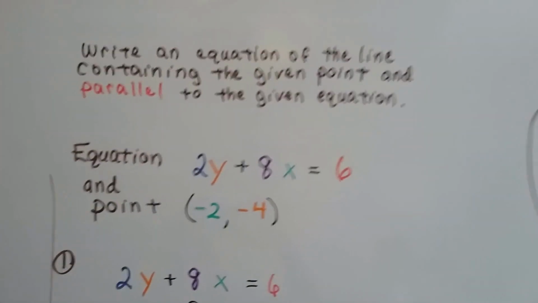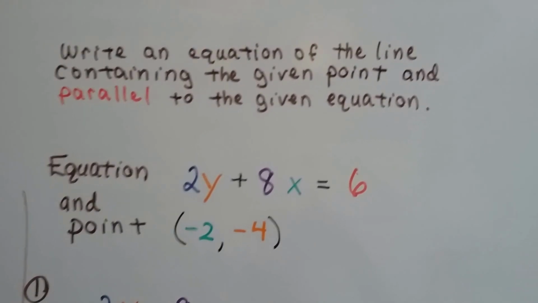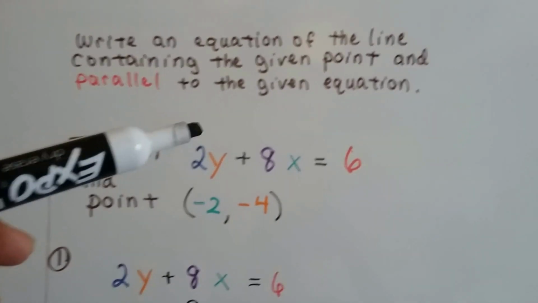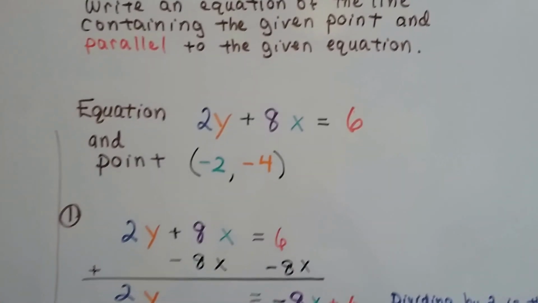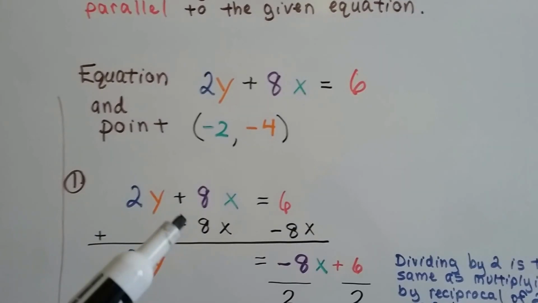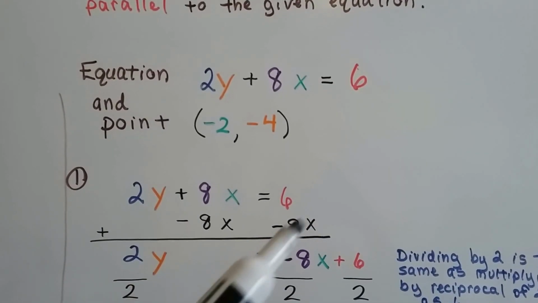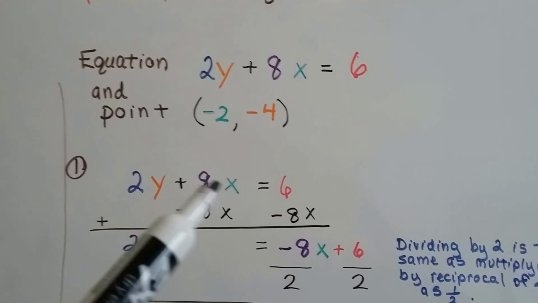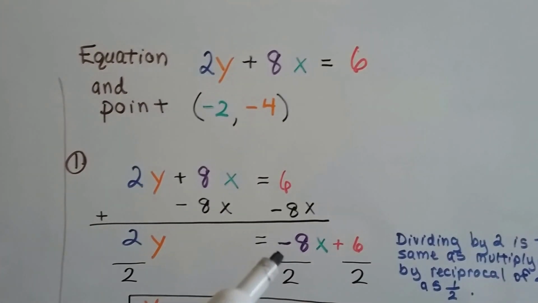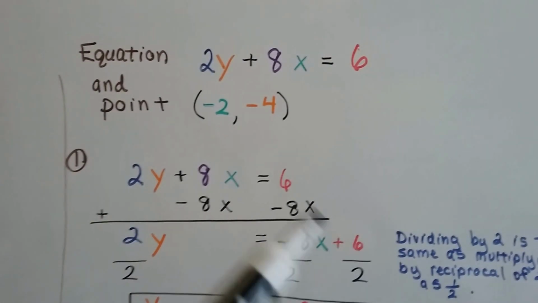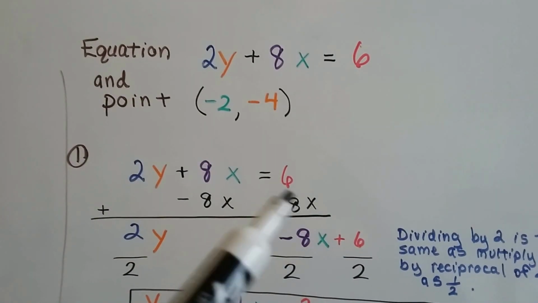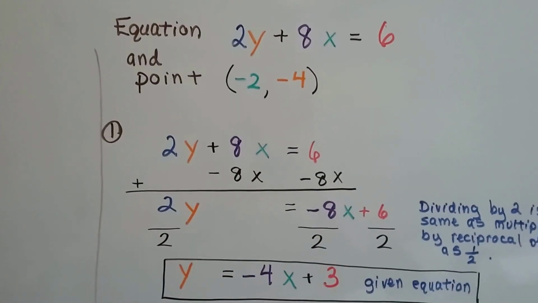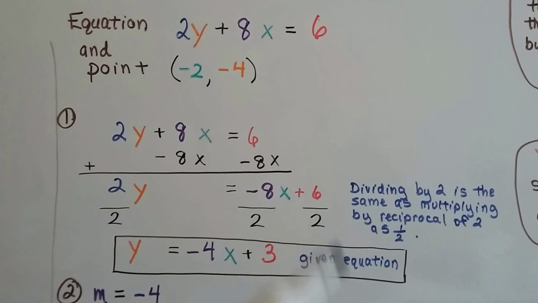So we're going to write an equation of the line containing the given point and parallel to the given equation. So here's our given equation, and here's our given point. The first thing we need to do is put it in slope-intercept form. So what we're going to do is isolate the y. We're going to take 8 away from each side, or you can look at it as adding a -8 to each side. That's going to create a 0 pair here and eliminate it. Now we have 2y equals -8x plus 6. So remember, in slope-intercept form, this -8 coefficient and x come before the constant. Now we can divide each term by 2.